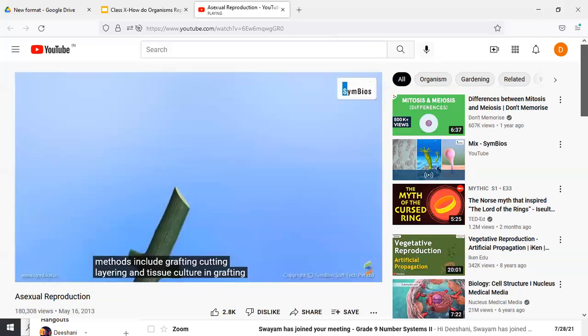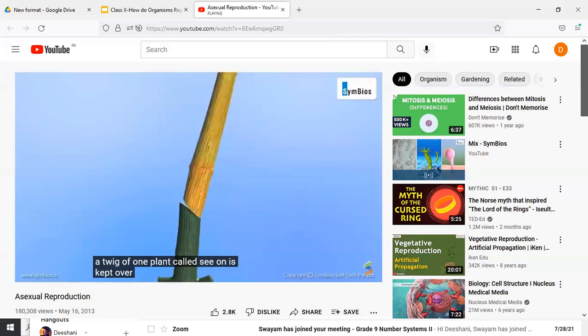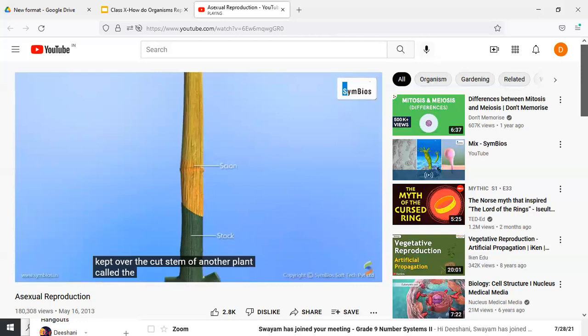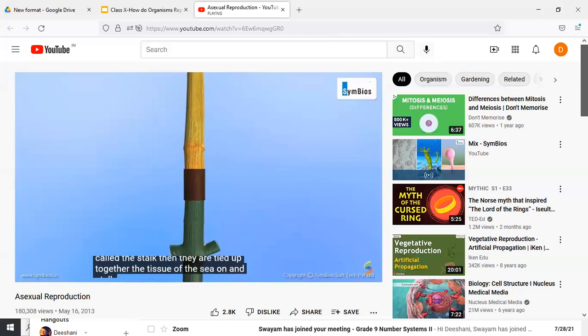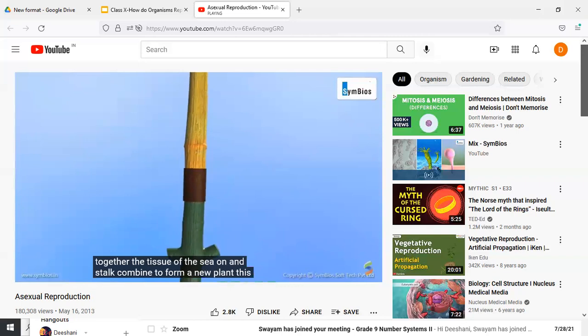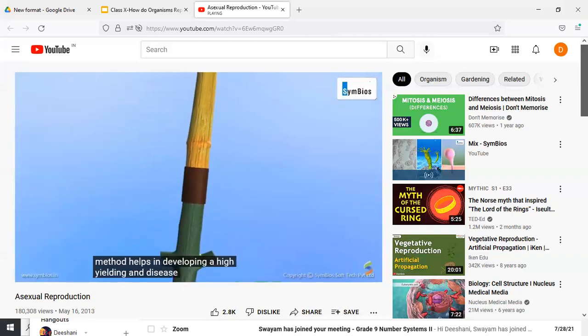In grafting, a twig of one plant called scion is kept over the cut stem of another plant called the stalk. Then they are tied up together. The tissue of the scion and stalk combine to form a new plant. This method helps in developing a high-yielding and disease-resistant species of plants.